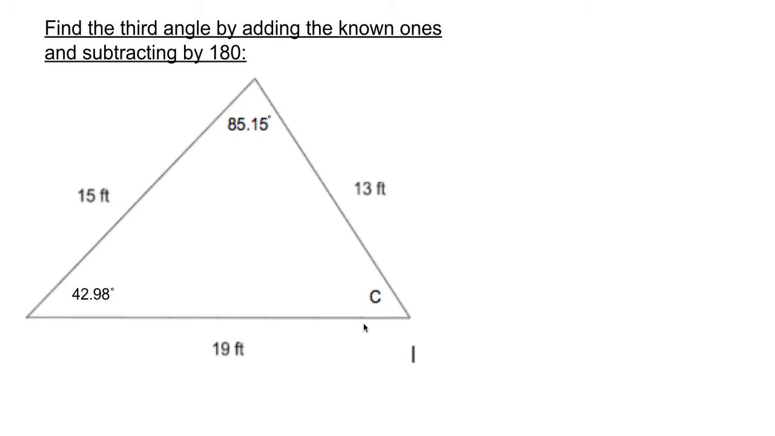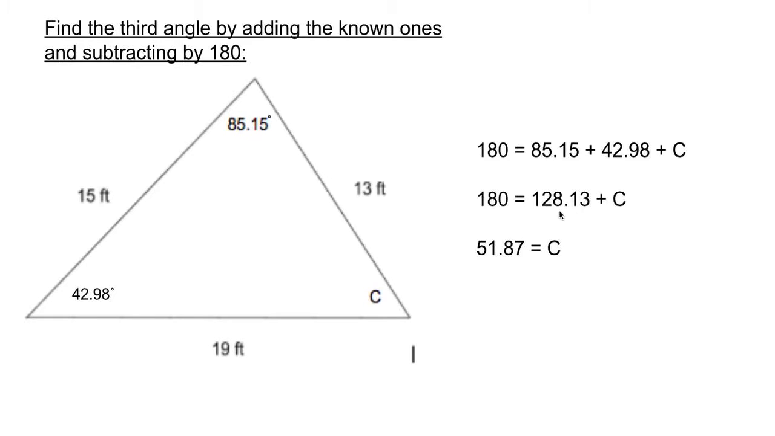To complete the triangle, if you remember geometry class, every triangle has its internal angles adding up to 180. So you can say that 180 equals angle A plus B plus C. That is, 180 equals 85.15 plus 42.98 plus C. At 85.15 plus 42.98, you get that 180 equals 128.13 plus C. You subtract 128.13 from both sides, and you get that C equals 51.87.